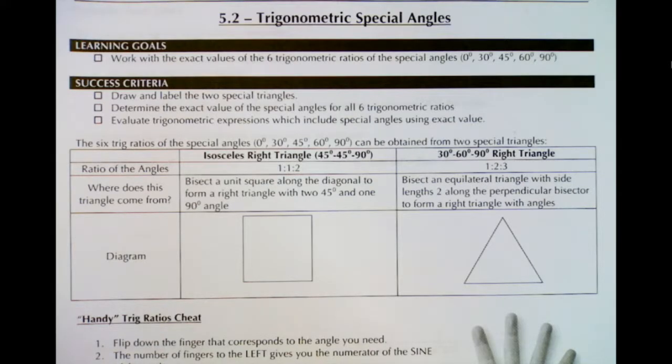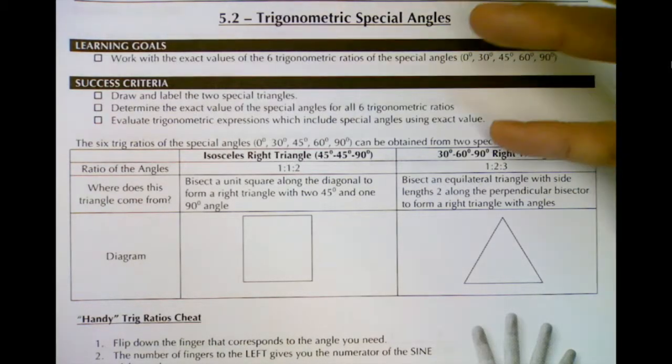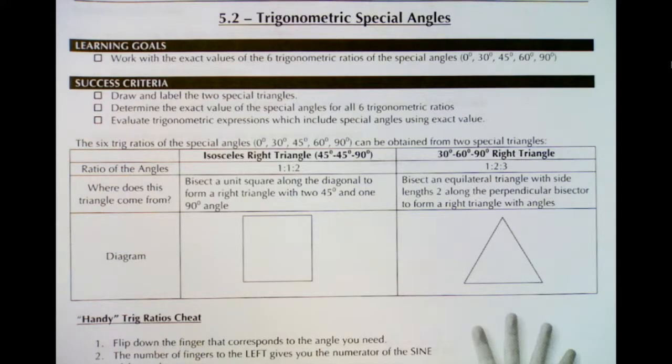Okay, this is lesson 5.2, Trigonometric Special Angles. In this lesson, we're going to work with the special angles of 0, 30, 45, 60, and 90. These are very commonly used angles in trigonometry, so common, in fact, that we can determine the exact value of sine, cos, tan, and even our secondary trig ratios of these special angles, and then use those exact values to do precise calculations in math rather than having to get decimals and work with decimals.